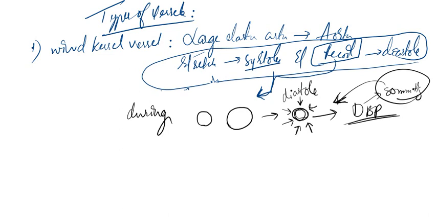Now coming to the second type of vessel, called capacitance vessels.